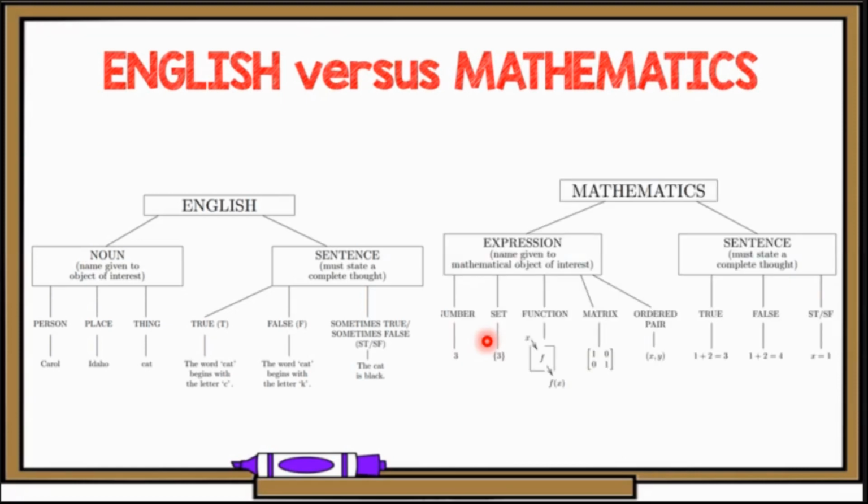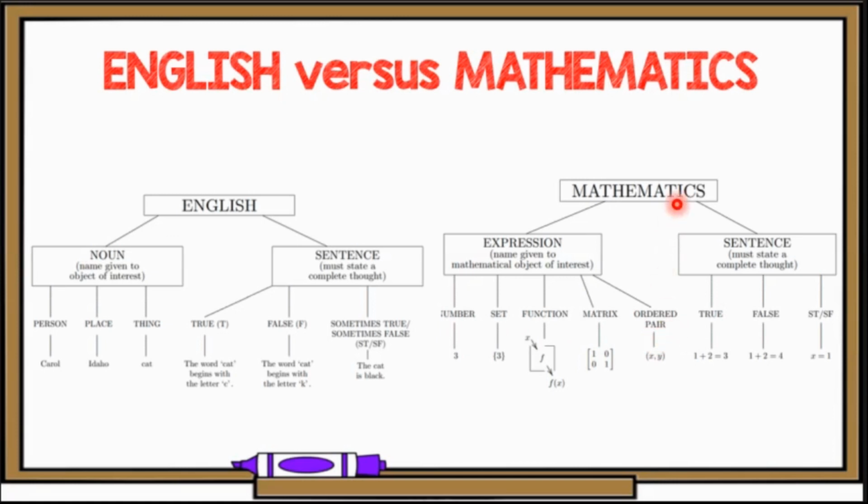Sa math, we have expressions and sentences. A counterpart sila nung noun and English sentence. So, for expression, these are names given to mathematical objects of interest. Yung mga mathematical object of interest natin, these are some of the examples. We have numbers, sets, functions, matrices, and ordered pair.